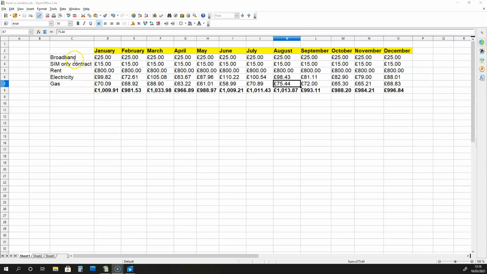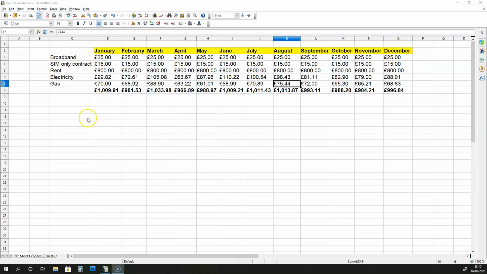Okay? In this case, broadband stays at £25 per month. The SIM-only contract stays at £15 per month. And rent stays at £800 per month. And you can see this on the spreadsheet. Nothing changes over the course of this year.